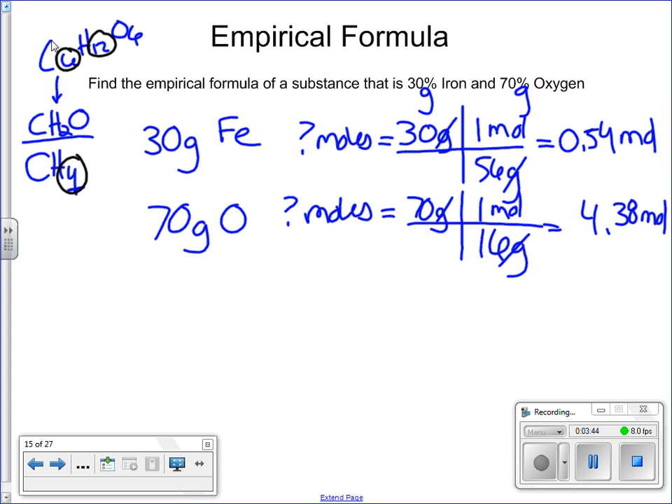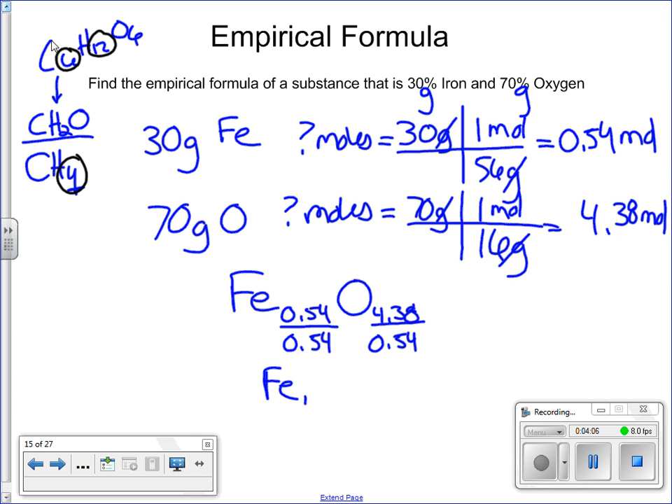Now I have the number of moles of each. Write them as subscripts. It should look funny. You don't normally see decimals as subscripts. That's okay. Find the lowest whole number ratio by dividing by the smallest number. And then I'm going to end up with Fe1, because 0.54 divided by 0.54 is 1, and O 8.1. Like I said, that's not a real thing. I flipped them in this example.